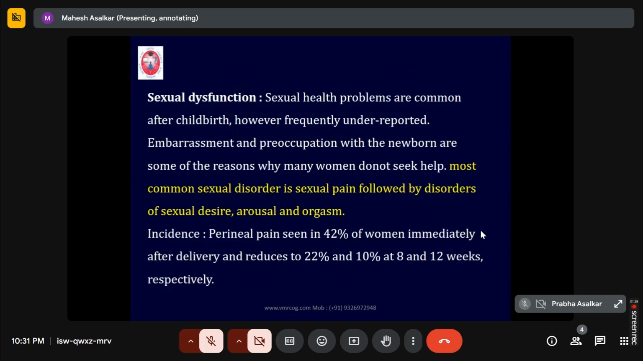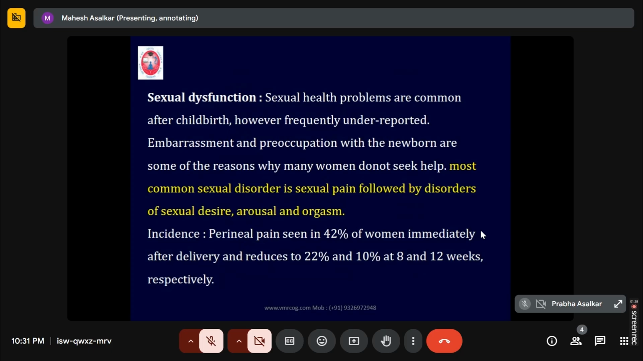So, these issues are neglected. Some of the reasons why women do not seek help. The most common sexual disorder is sexual pain, followed by disorders of sexual desire, arousal, and orgasm. So this is in the puerperal period. Okay, sexual pain is common in the puerperal period. In other reproductive periods, the problems are different.